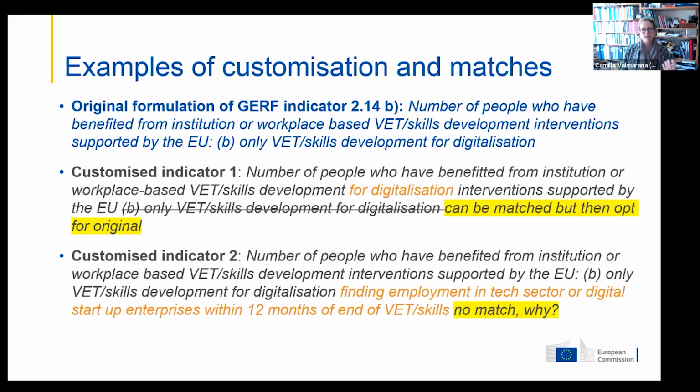What we are measuring with the second indicator is the number of people who benefited from VET, but also found employment. So we're measuring the number of people finding employment. So we're measuring two different things. In the first case, we're just measuring the number of people who benefited from VET or skills development. In the second case, we're measuring those who, after having participated or benefited from VET skills development, find employment. So we're measuring two different things, and if we are measuring two different things, the match should not be made.